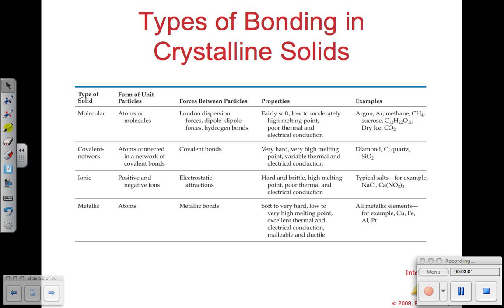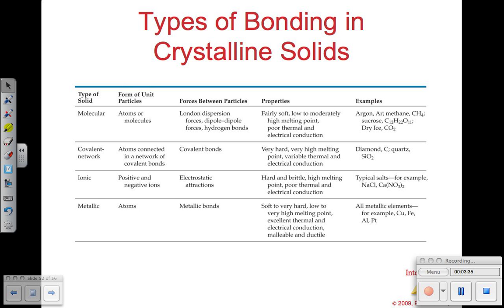The last type of solid would be a metallic solid, and these are made out of metal atoms. The forces between them are called metallic bonds. A couple slides from now, we'll talk a little more about what that means. But metal solids are soft to very hard, depending on the substance. You can have a metal that's very soft and one that's very rigid, that can hold up a bridge or a building. And they have low to very high melting points.